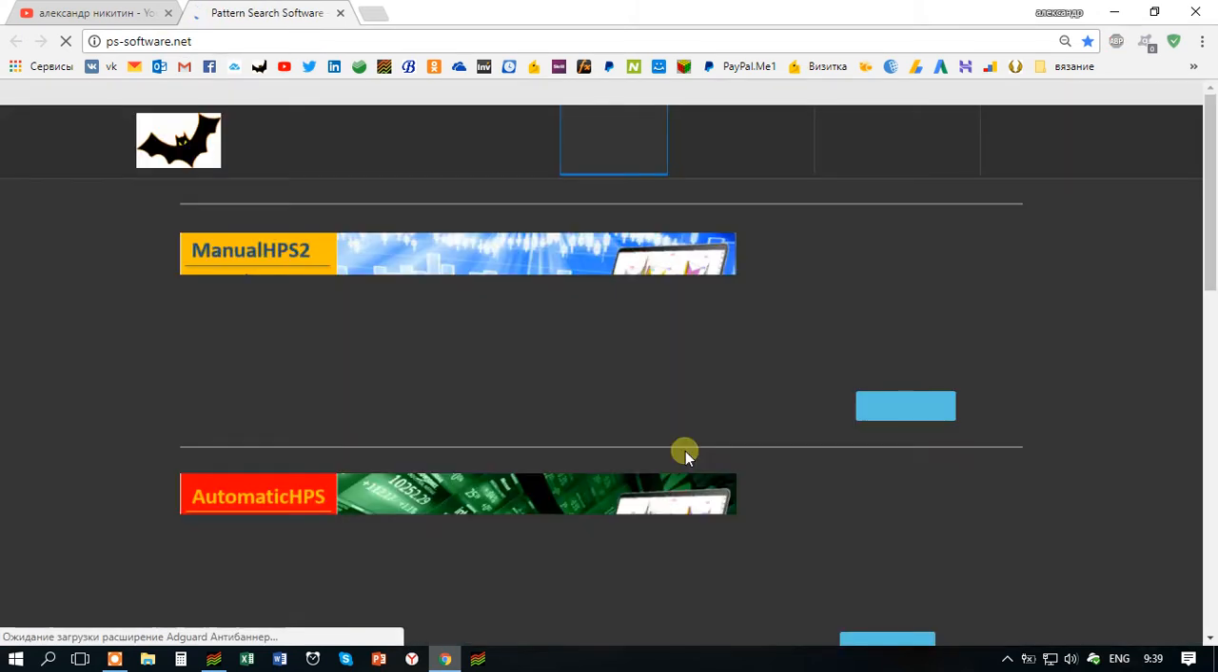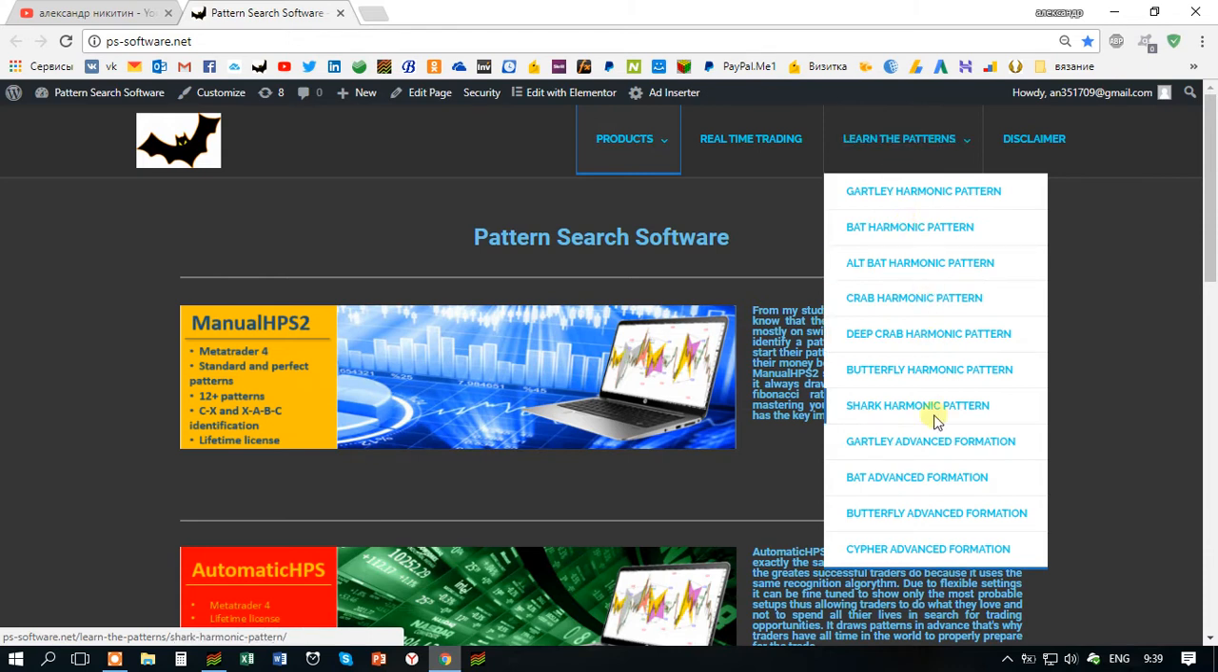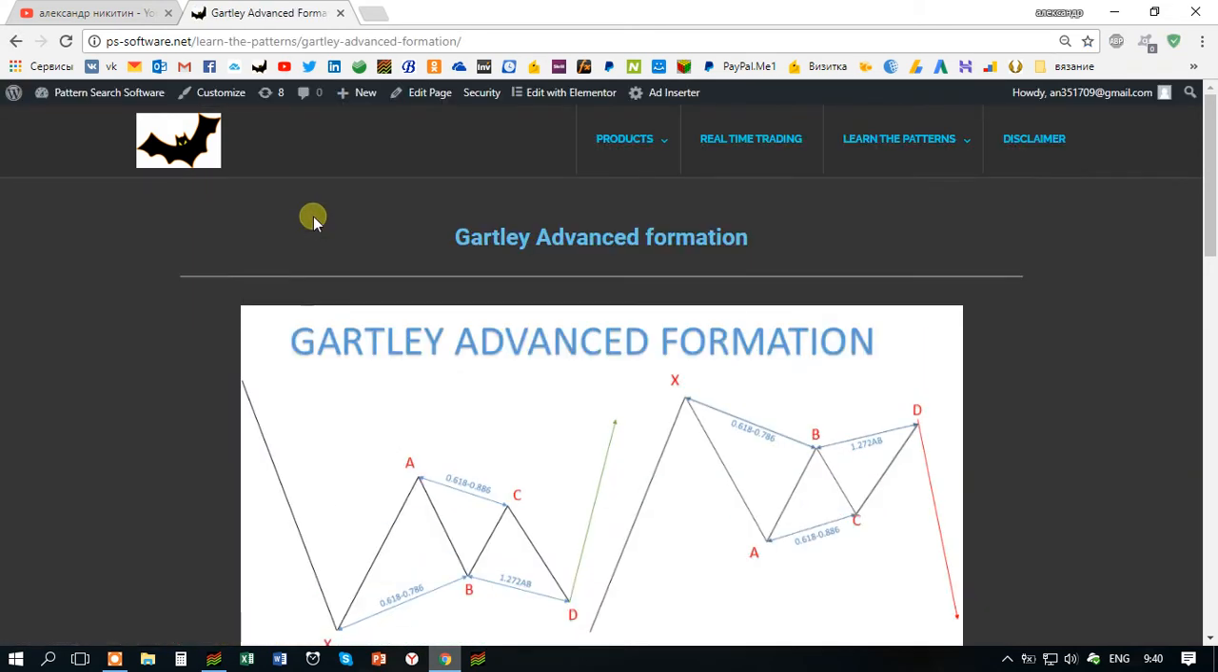Here it is, www.ps-software.net. It is loading. Click on this Learn the Patterns tab. And here you have Gartley advanced formation, Bat advanced formation, Butterfly advanced formation, Cipher advanced formation. Click on whatever you are interested in. I use all four of them, all four advanced formations: Gartley, Ciphers, Bat and Butterflies.